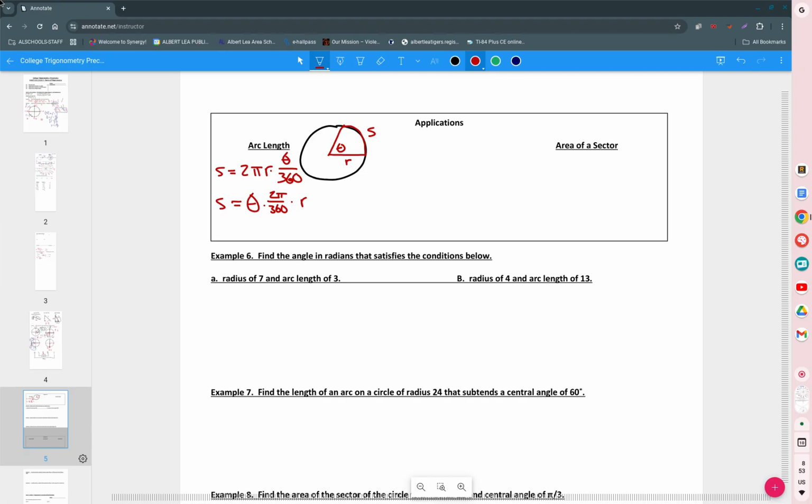Who can tell me what is 2 over 360? 180 in the bottom, right? And if we have that, then S is equal to theta times pi over 180 times r. And do you remember, how do we convert from degrees to radians? We multiply by pi, and we divide by 180. This is actually the conversion from degrees into radians, isn't it? So it turns out that our formula is S equals r times theta when you are working in radians, because this provides the conversion exactly to radians. So all we got to do is take the radius and multiply it by theta, and that's it.